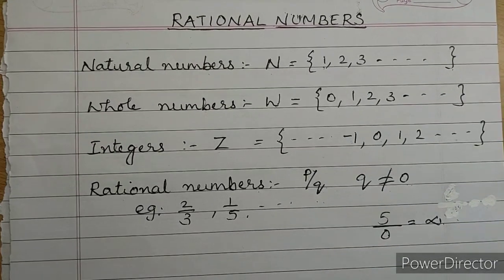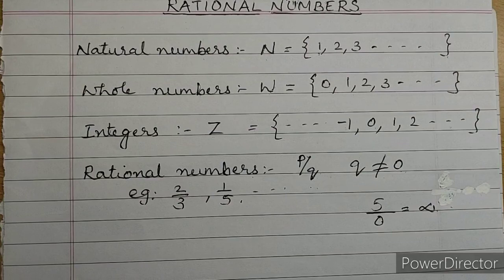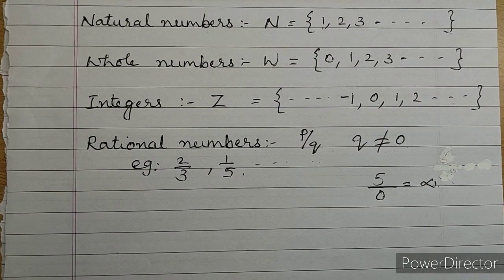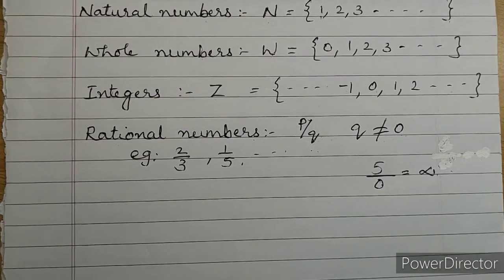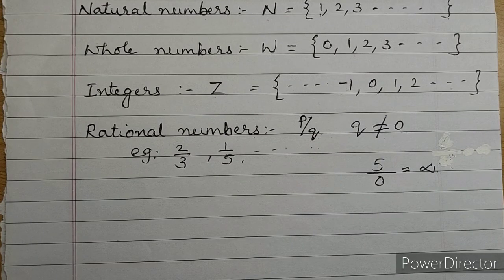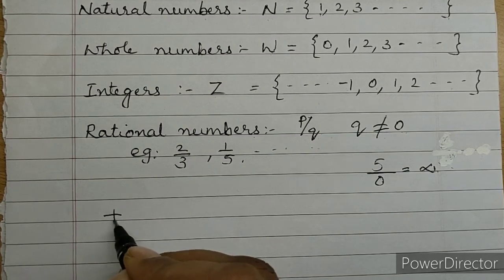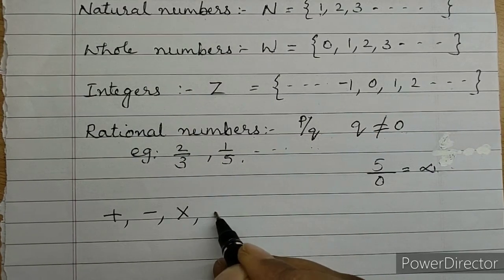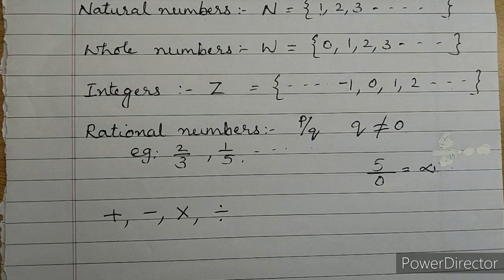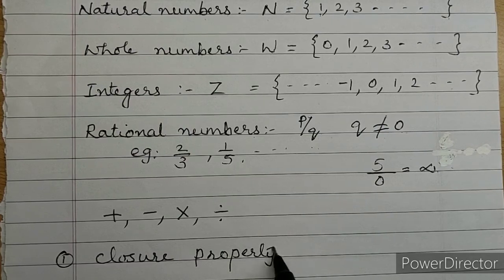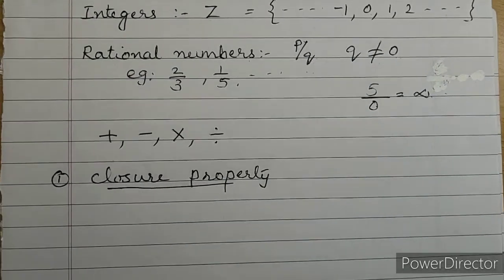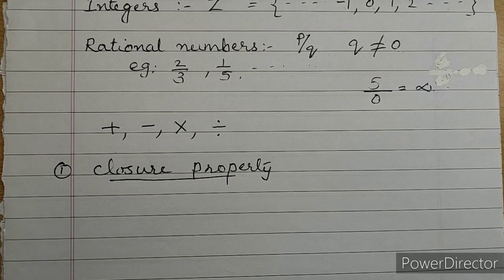Next topic is properties of rational numbers. You have already learned the properties of integers, natural numbers and whole numbers. All properties we have to check for the 4 fundamental operations: addition, subtraction, multiplication and division. So first property is closure property. Can you say what is closure property?